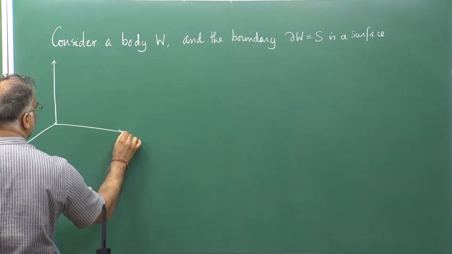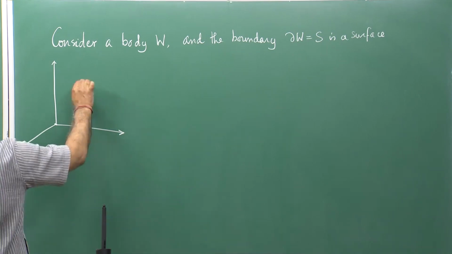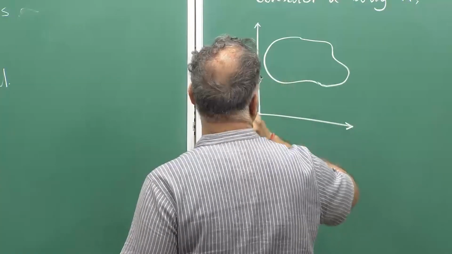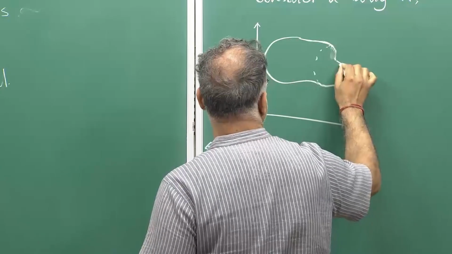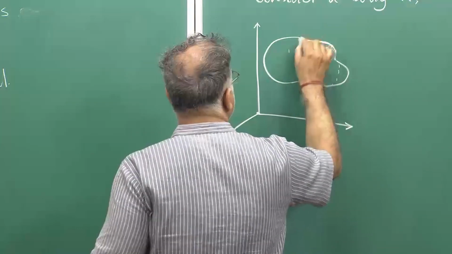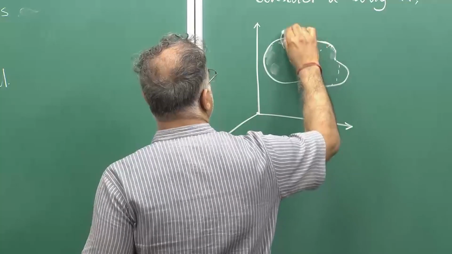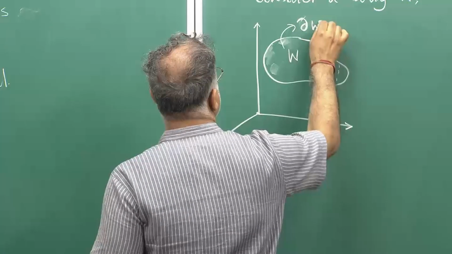It is much better to teach math on the board than on this strange screen. For certain things, old is gold is really true, for certain things not. So, here is a body, a kind of 3-dimensional body, and this 3-dimensional body W has a surface. This surface is del W, which is S.